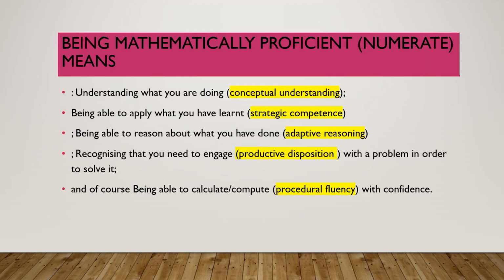So being mathematically proficient means that you are well versed with mathematics. You are numerate, and that means you have a good understanding or conceptual understanding of what mathematics is. You have a good understanding of what numbers are and how to use them. You're also able to apply what you've learned using the strategy or method that the teacher has taught, and now you can take that method and make it your own. That is now the adaptive reasoning.